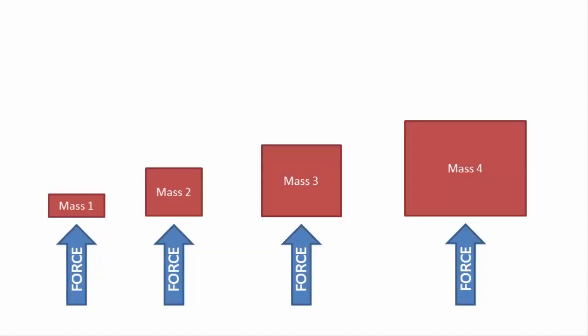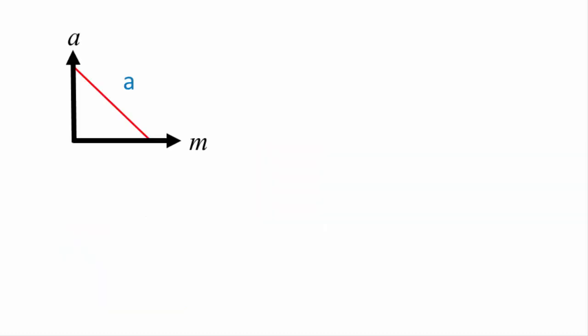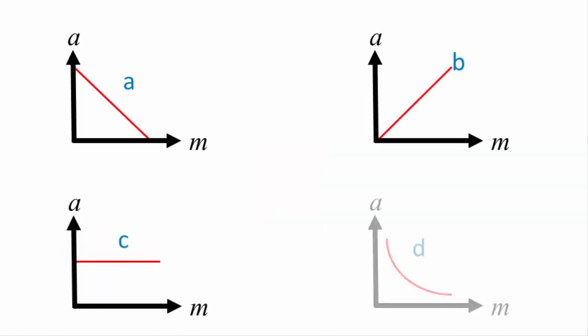Consider the same force being applied to different masses and their accelerations measured. Which of the following graphs would illustrate the experimental results when the acceleration is plotted as a function of mass?